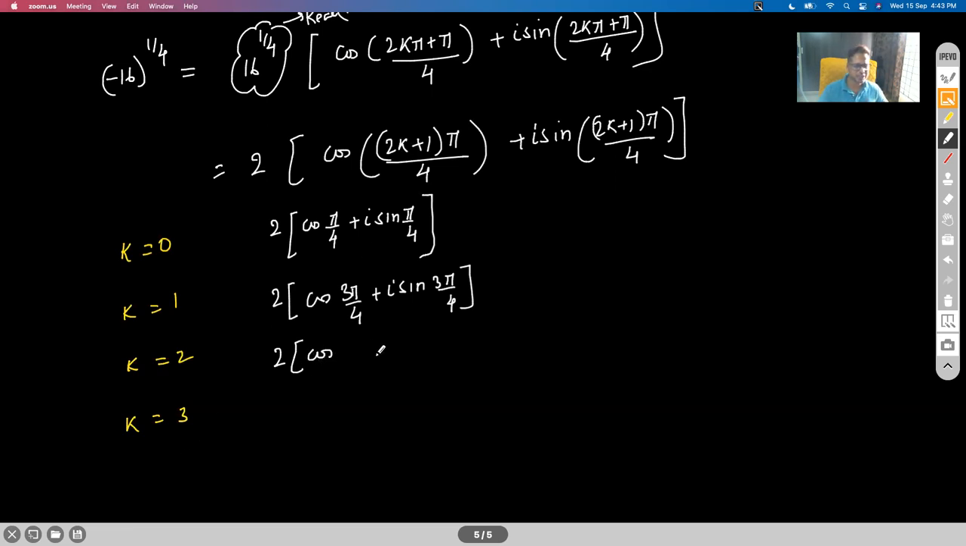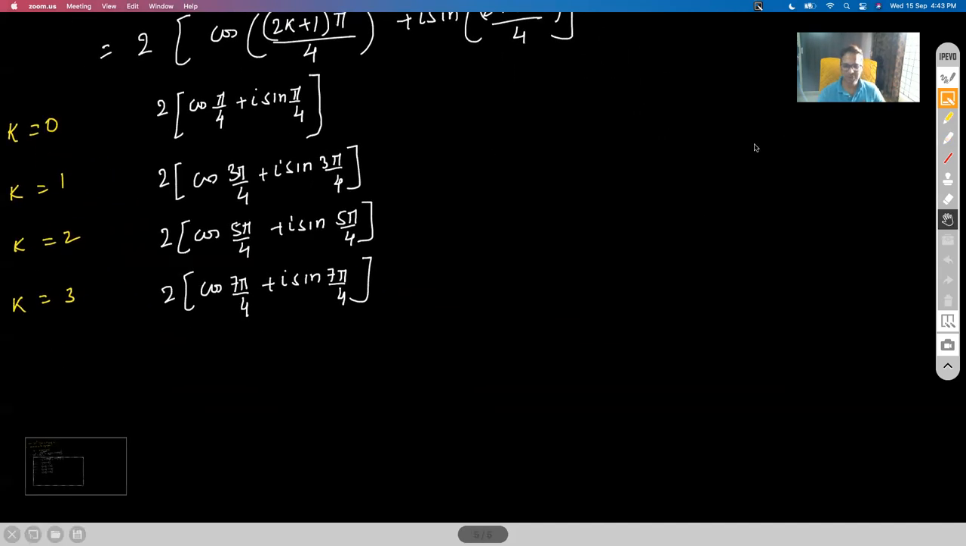Now, if you put k as 2, you get cos 5π/4 plus i sin 5π/4. And when you put k as 3, you get cos 7π/4 plus i sin 7π/4. Is it fine? So far, so good. Any questions? So if you locate these four roots of minus 16 on the Argand plane, they will be located at these positions.